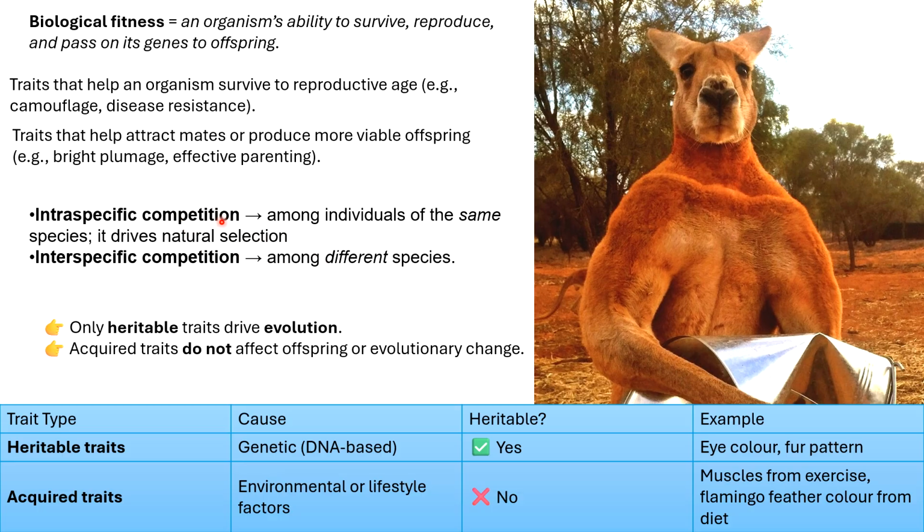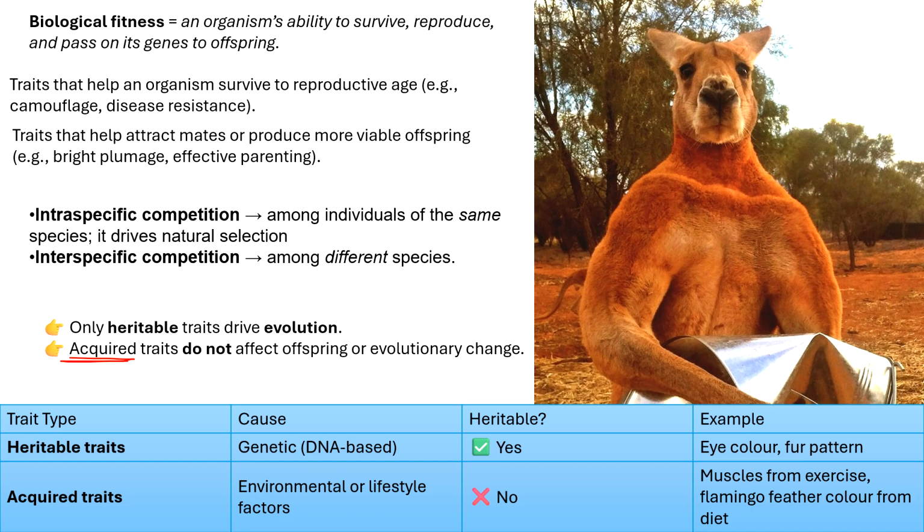Intraspecific competition, which I've mentioned before, is within the individuals of the same species, and it drives natural selection. Interspecific is among different species. Now, only heritable traits drive evolution, only the heritable alleles are going to cause the natural selection, the speciation, and the acquired traits do not affect offspring or evolutionary change. So acquired traits are not the same as inherited traits.